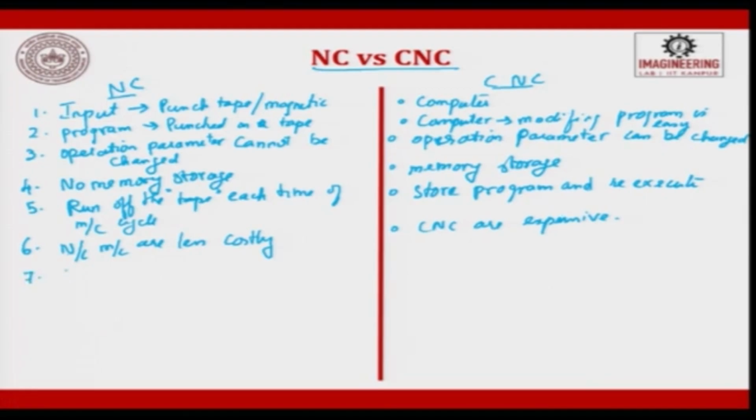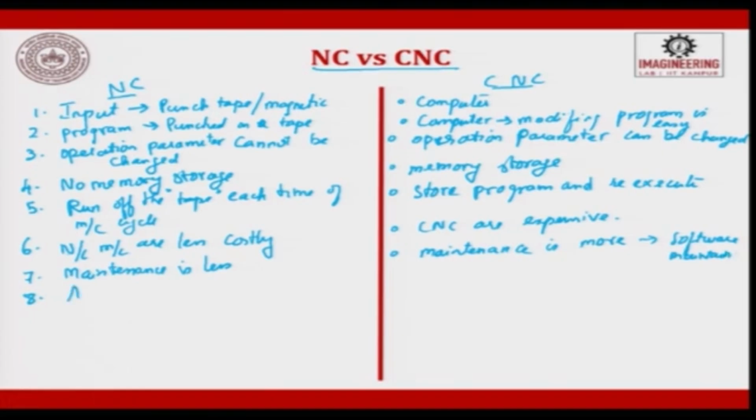Seventh point, maintenance is less for NC, and for CNC it is more, because you have a computer attached and other things. Here majority of the time the software gets updated or corrupted. Software maintenance is expensive.